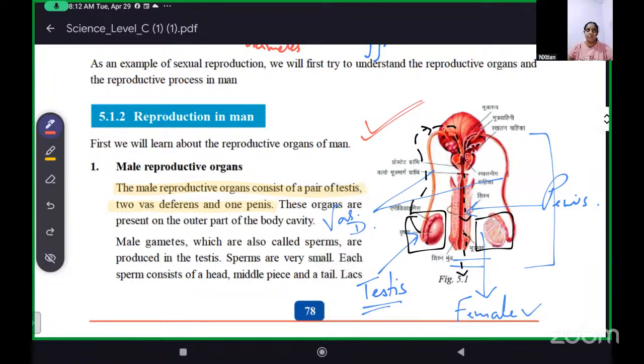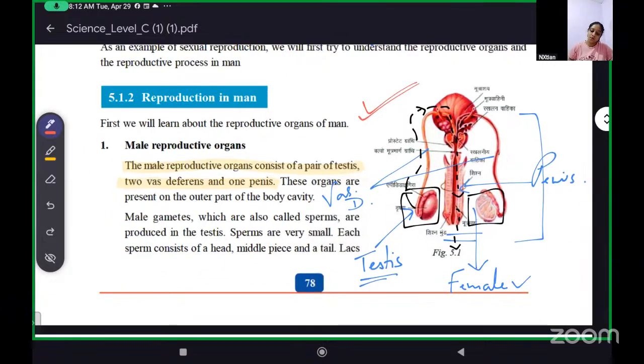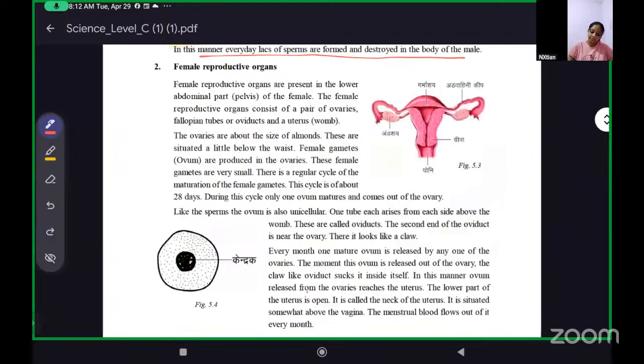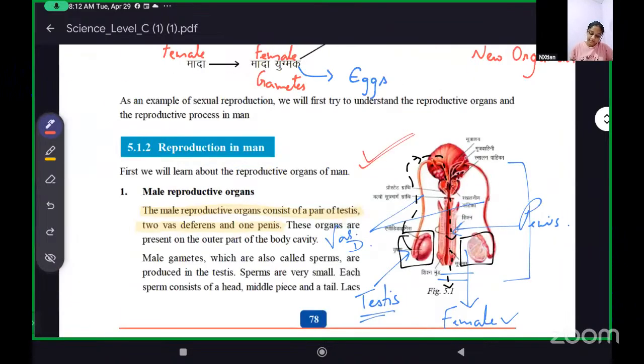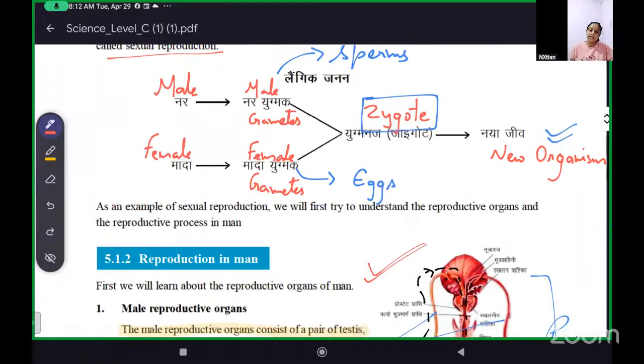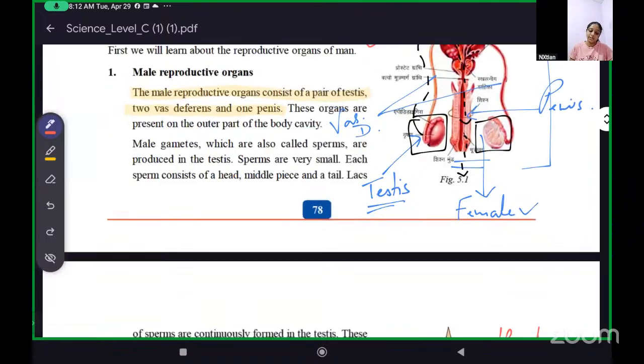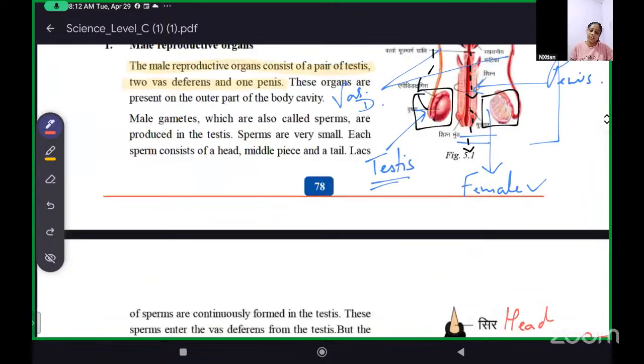Today is okay, but tomorrow, I need your videos on, okay? Please check your networks, all right? Because if I'm unable to see you, then we are unable to interact also, all right? Yes, ma'am. Okay, understood the fusion, Anna. Understood the reproduction in man, male reproductive organs.